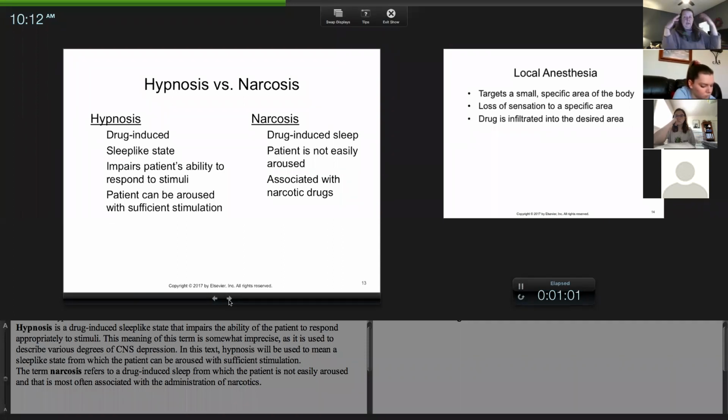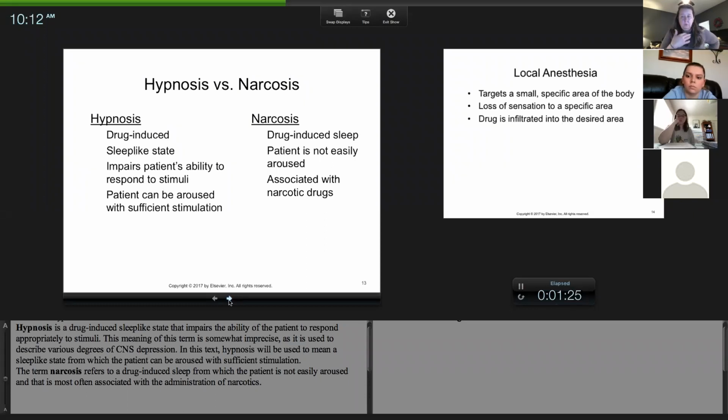You're kind of in a sleep. We're really preventing them from being able to respond to a stimulus. Now, sometimes you can shake the patient, move them, and sometimes you can get them aroused or awoken if you give enough stimulation. But I will give you an example.